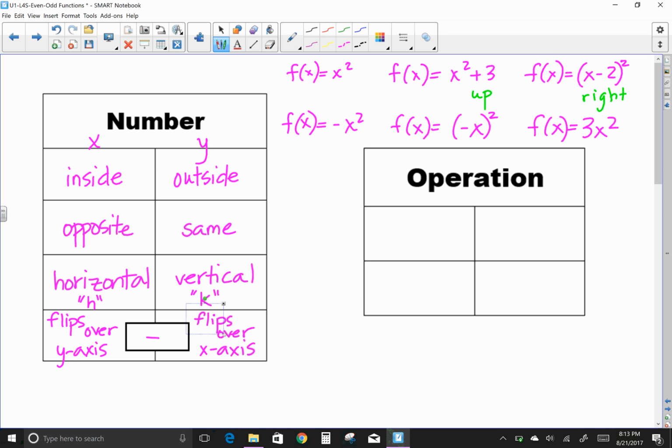Now, a lot of people get this confused, but let me just remind you. Looking at this one, the negative is outside. Outside affects the y, so that's why it flips it over the x-axis. Because if you were to think of a coordinate plane, and you had a y value right here, okay, and you made that value negative, then that would go down here, which is flipping it over the x-axis. So if it affects the y, it flips over the x. If it affects the x, it's going to flip it over the y.